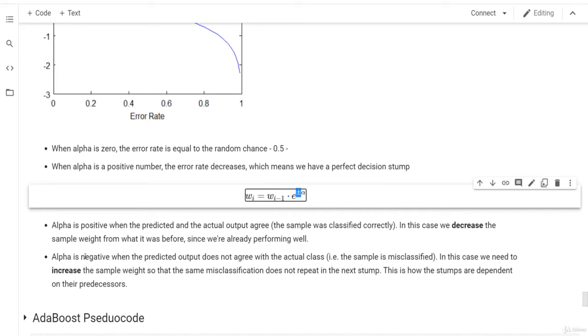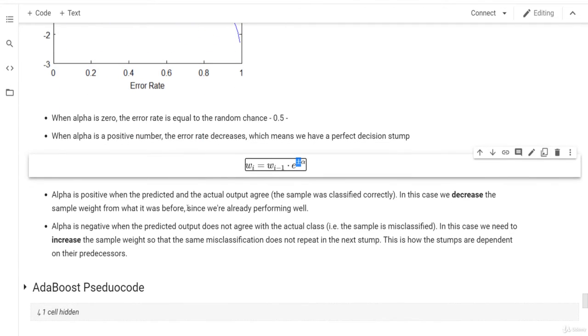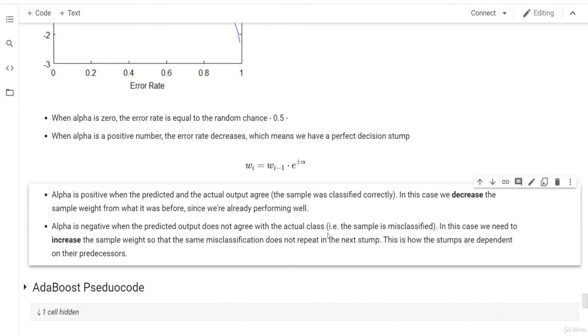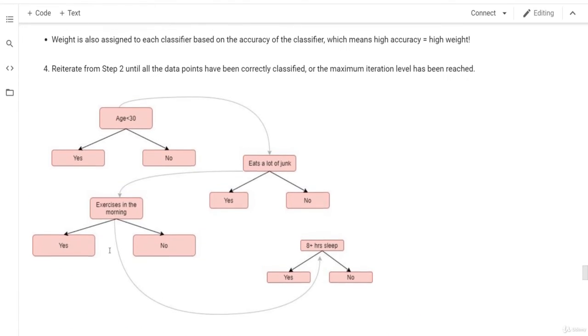On the other hand, if alpha is negative, this direction here, then this means that the predicted output doesn't agree with the actual class, which basically means this sample is misclassified. And in this case, we need to increase the sample weight so that the same misclassification isn't repeated in the next stump. We don't really want to repeat this misclassification for the next stump, okay? And this is how the stumps are dependent on their predecessors. So this is basically how AdaBoost works.